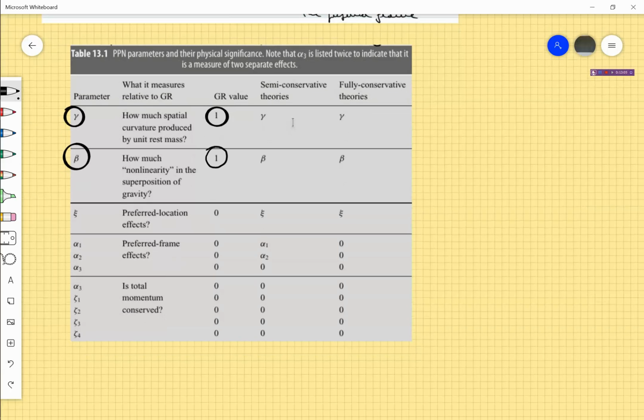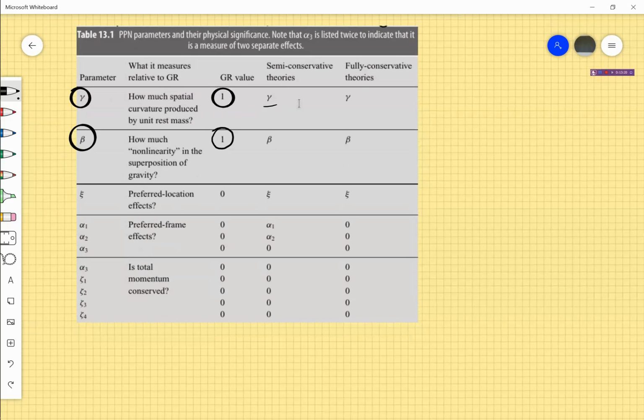Then for other theories, they take different values. There is a whole class of theories which are called semi-conservative, and for them gamma takes different values. The same happens with beta. This parameter psi measures in general preferred location effects. So there are two different things, preferred location and preferred frame. For preferred frame, this is controlled by the parameters alpha 1, alpha 2, and alpha 3.